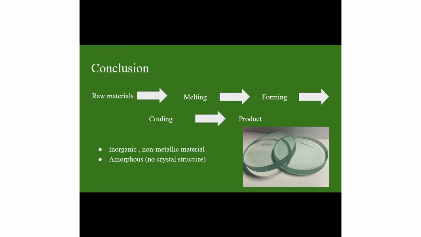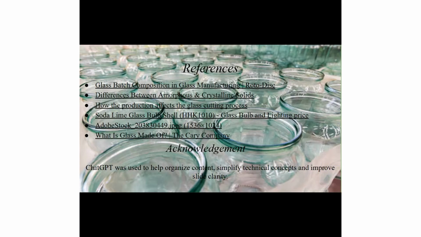Next, my conclusion. So in conclusion, soda lime glass is an important ceramic material made through a multi-step process, including mixing, melting, forming, annealing, and finishing. Its unique properties make it useful in everyday applications, and we use it every single day, all of us.